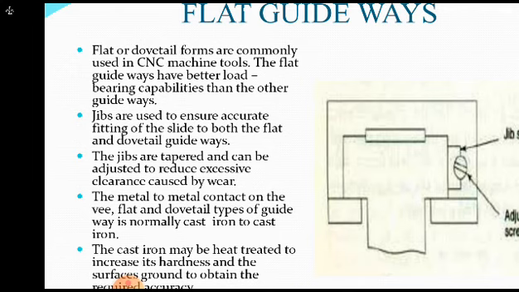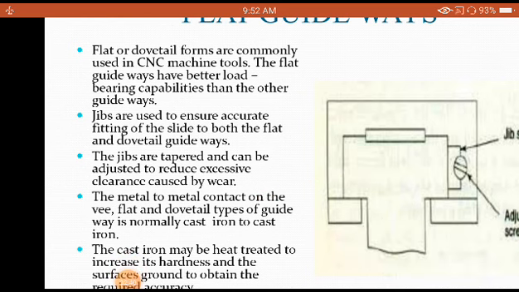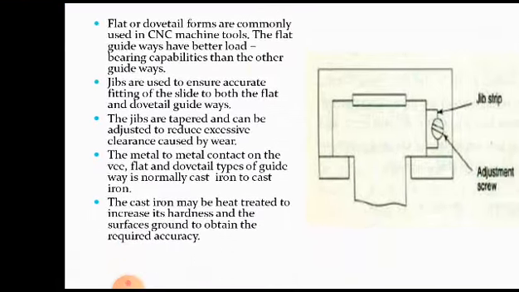It is responsible for maintaining the clearance between the moving and stationary element. That is the main function of that. The metal to metal contact on the V, flat and dovetail type guideways is normally cast iron to cast iron. This is very, very important. We know very well cast iron material, because it has an excellent capacity to sustain the compressive loads coming due to continuous change of the forces.